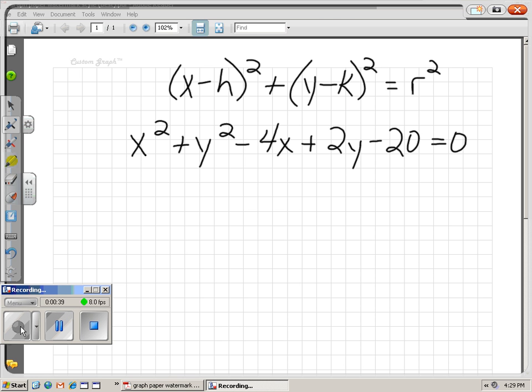Alright, this is the equation of a circle. It's just not written real pretty in standard form. It's written in general form, which means pretty much it's a mess. Everything's all scattered out. So we have no idea from looking at this what the center and the radius are.